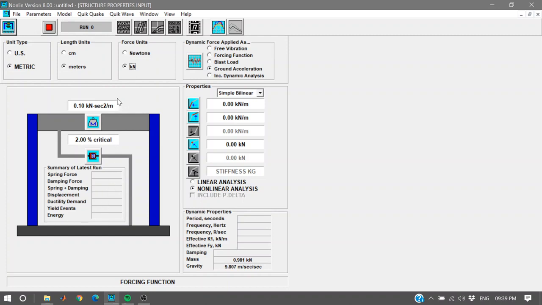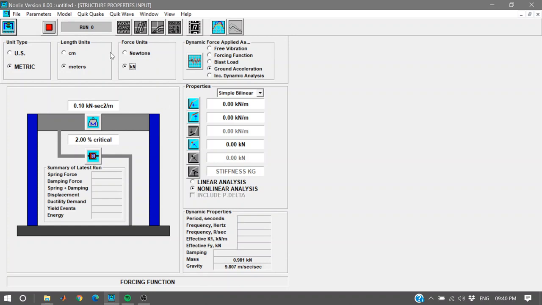Here we give the mass and damping as input. Then we have system properties. Here we actually decide whether our system is to be analyzed as a linear case or a non-linear case, and then we give the different parameters that are required for those analysis. And in the fifth part, we see the outputs like periods and frequencies and so on and so forth.